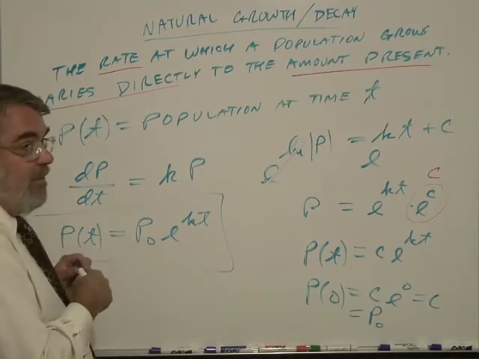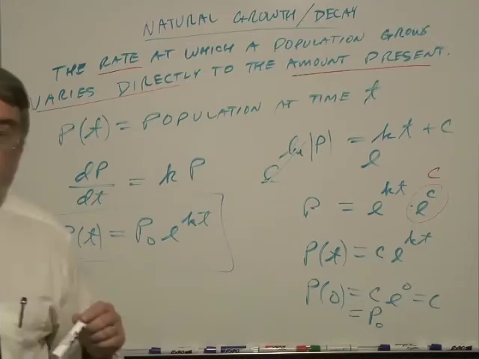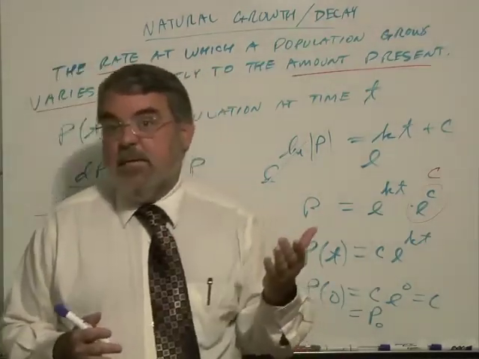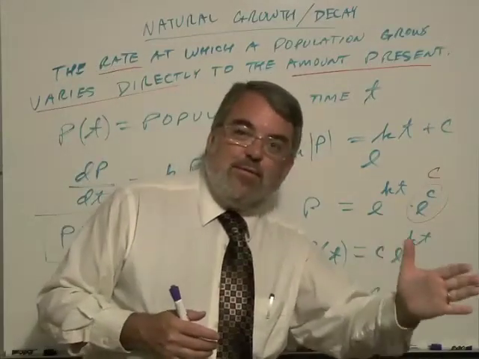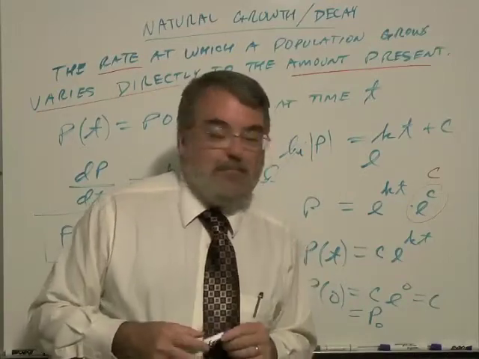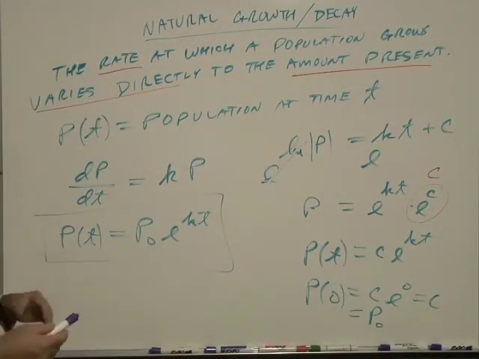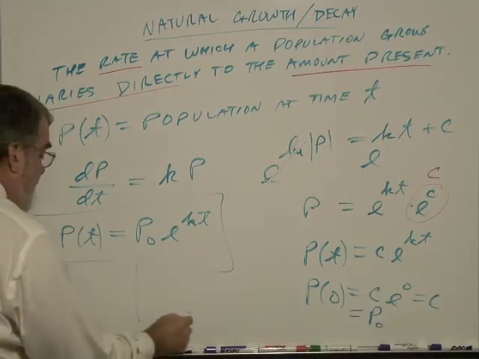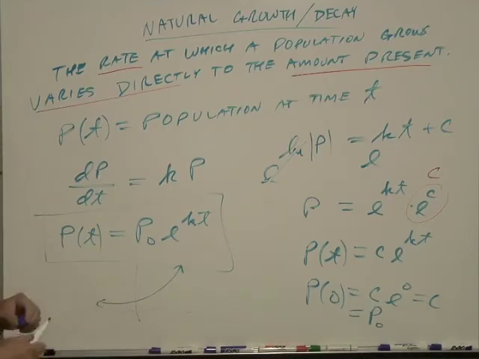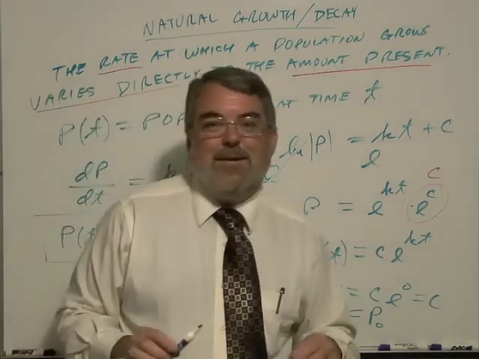P0 is the initial population, and k is considered the growth or decay rate. If the population is growing, k is going to be positive. If it's shrinking, k is going to be negative. It's going to be a decay rate. So anyway, this is an exponential function, and graphically it would tend to go like this. As time increases, it just keeps growing and growing and growing out of bounds.